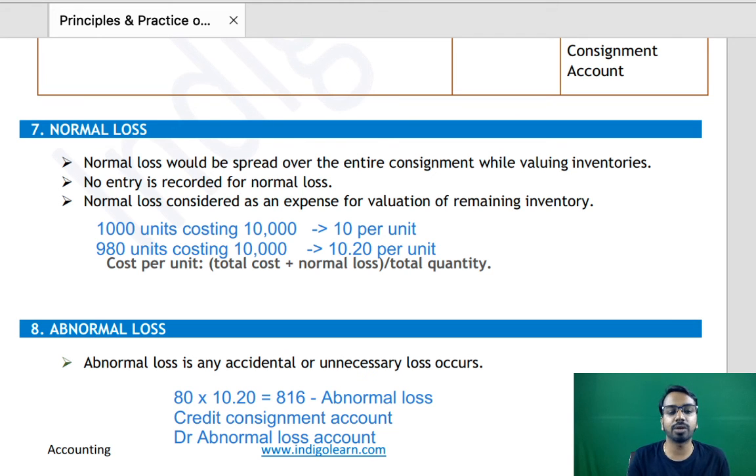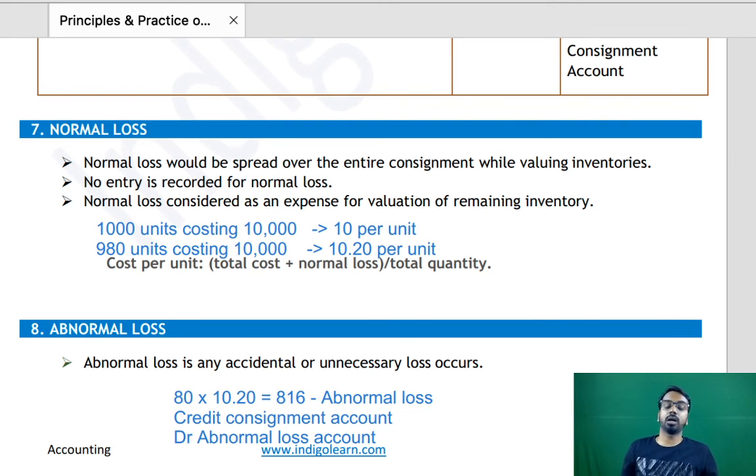Assume for a moment the insurance company has agreed to pay me 500. So insurance receivable, debit 500. Out of 816, because 500 has been paid, I am left with 316. So that I will debit to profit and loss account 316, and I will credit abnormal loss account, which is 816.